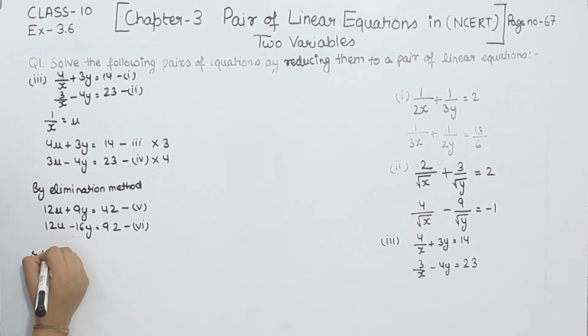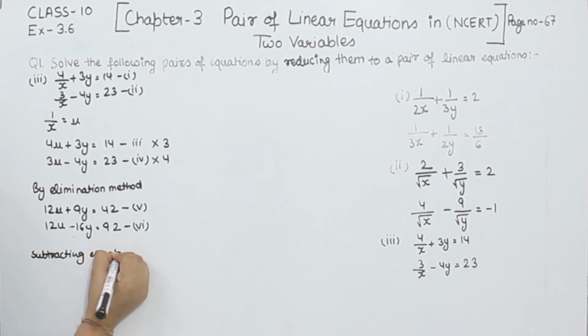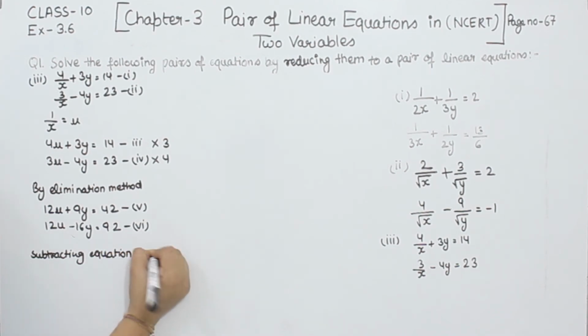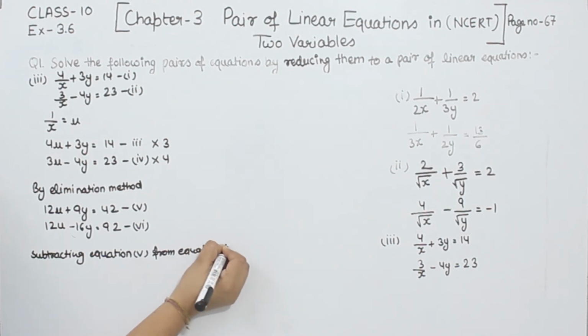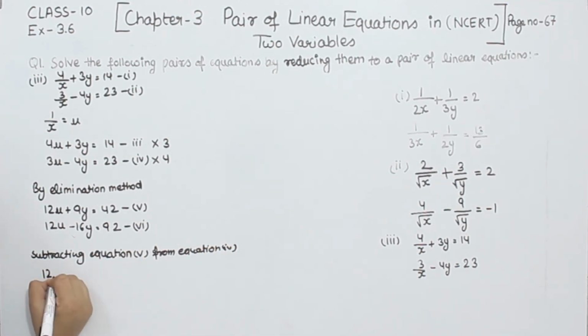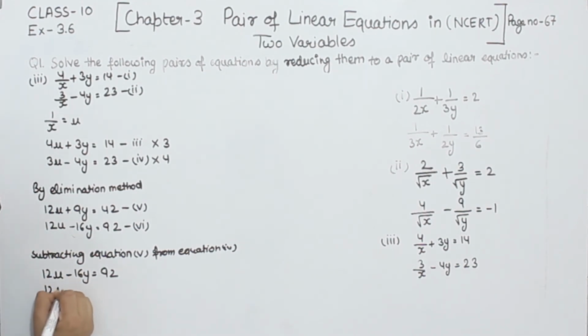Now we are going to subtract equation 5 from equation 6. First of all, we will write equation number 6. We are having 12u minus 16y is equal to 92, and now we have to write equation number 5 here: 12u plus 9y is equal to 40. We are going to change the signs here. Now plus minus cancel. Now minus minus, we are going to add them.